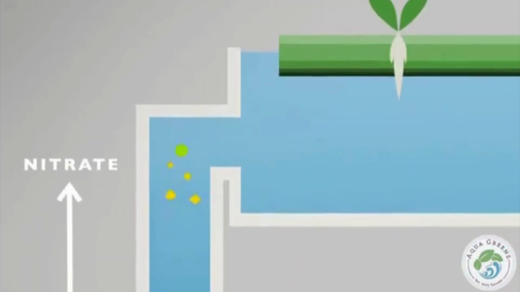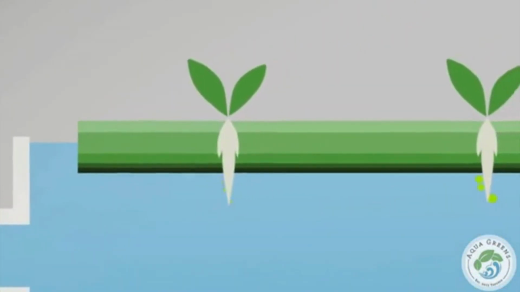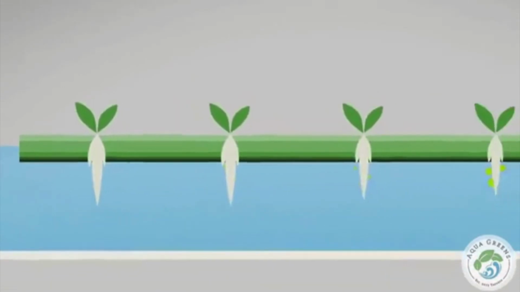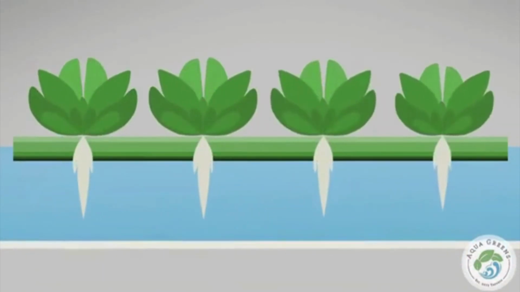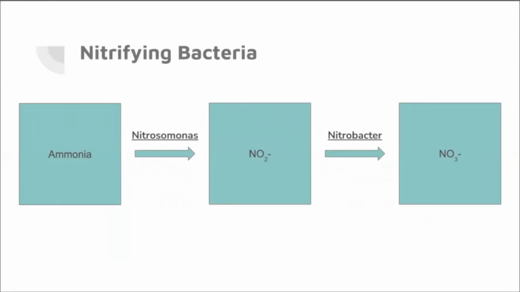In this animation, you can see that fish waste is produced as ammonia, which is then converted to nitrite followed by nitrate. This nitrate is then pumped to the plants where it can be used as food for growth. The filtered water, free of nitrates, is returned back to the fish tank to complete the nitrogen cycle.